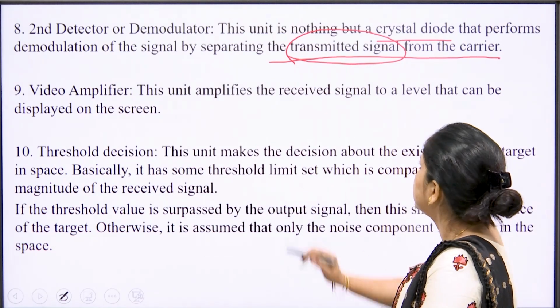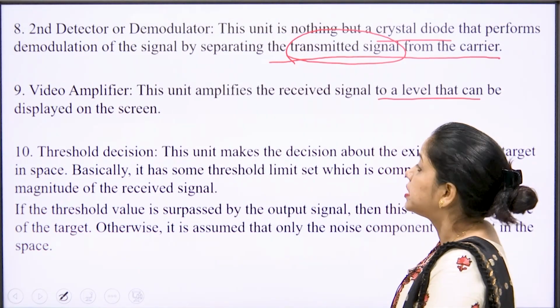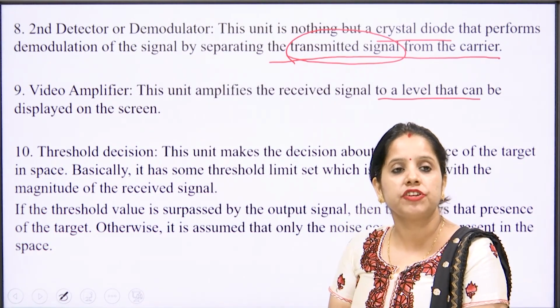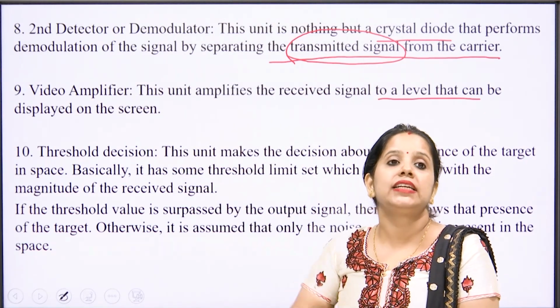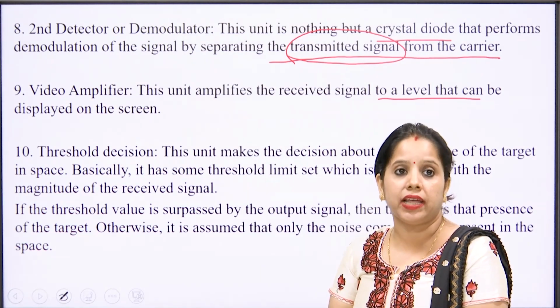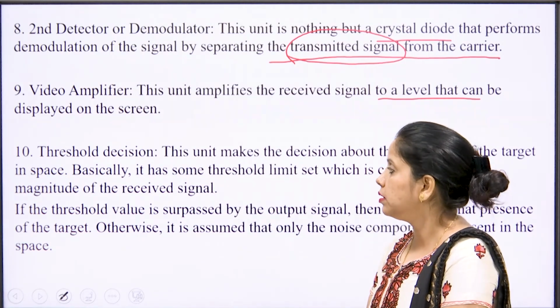This unit amplifies the received signal to a level that can be displayed on the screen. So, what is the function of a video amplifier? It amplifies the received signal to a level that it can be displayed on the screen.